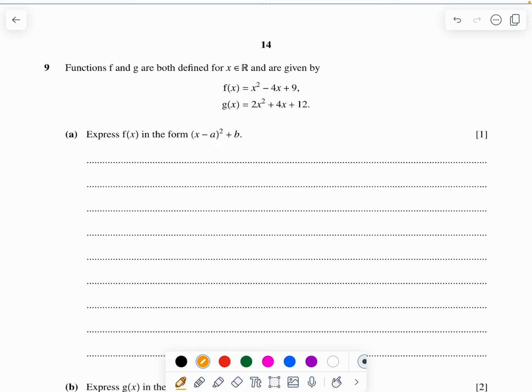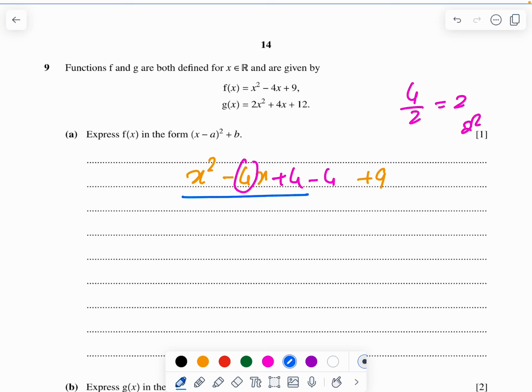Next, the functions f and g are both defined by this one. Express f of x in the standard form. So x square minus 4x plus 9. This 4 divided by 2 is 2. So 2 square, add 4, subtract 4. So these three terms become (x minus 2) whole square, and 9 minus 4 is 5.